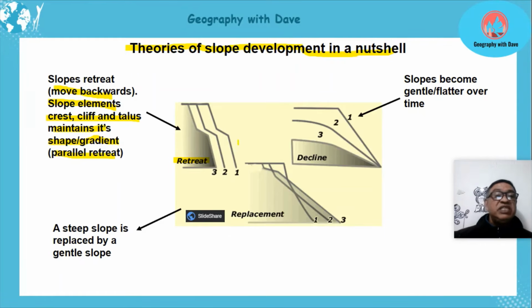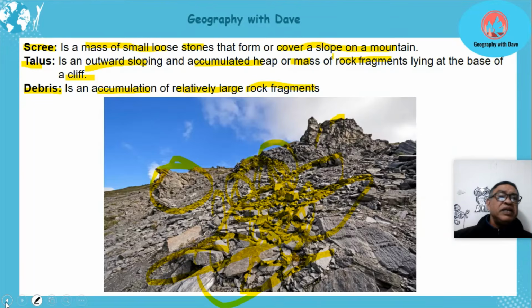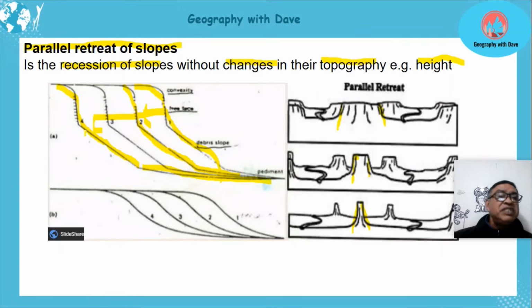So when you see this, can you see the shape? And this is parallel to that, and that is parallel to that. Can you see I used the word parallel retreat? And we did parallel retreat earlier. You understand where I looked at that explanation. I want to go back to that. Can you see? If you don't understand, it's a recession of slopes without change in the topography, height, and the gradient.